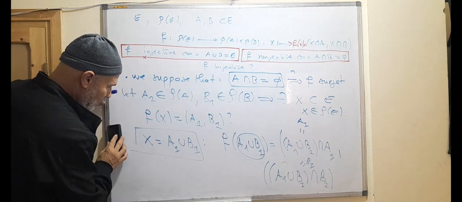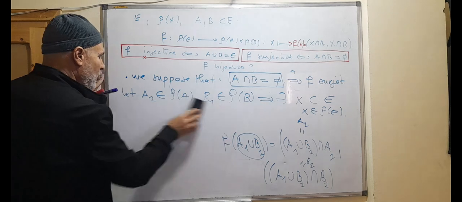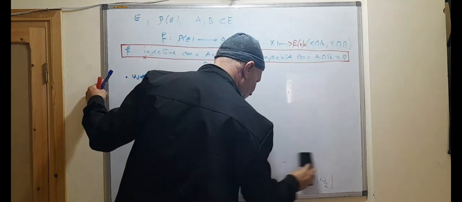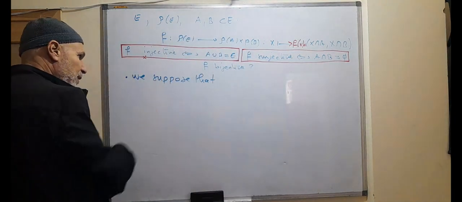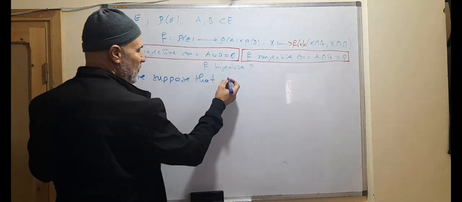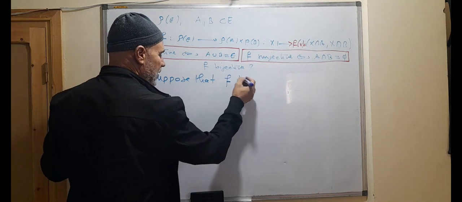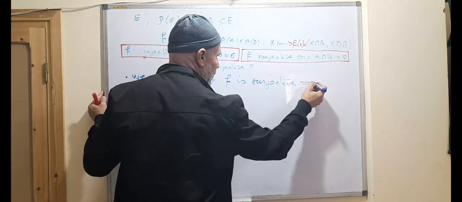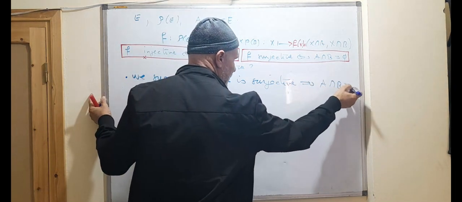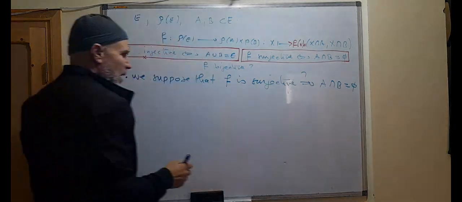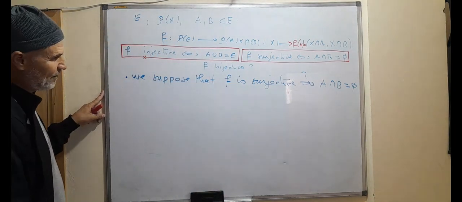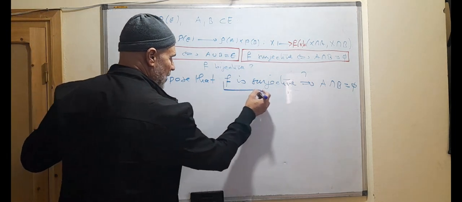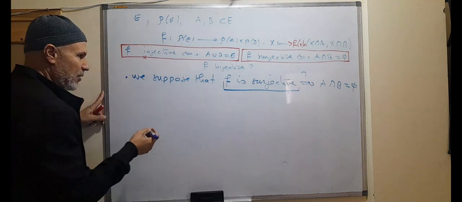Conversely, we suppose now that F is surjective and we have to prove that the intersection should be empty. We suppose that F is surjective. Then we prove that A intersection B is an empty set. F is surjective. What can we do?